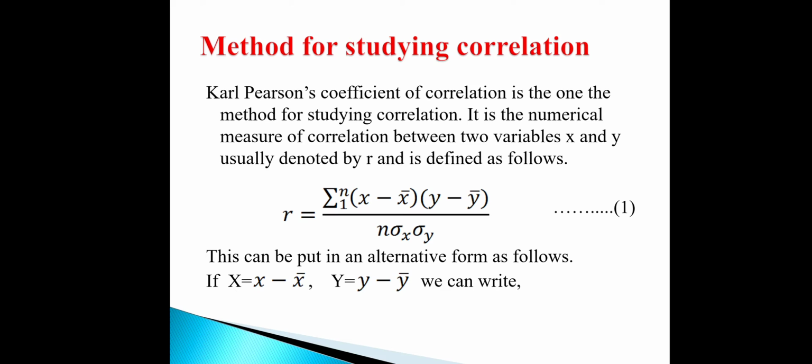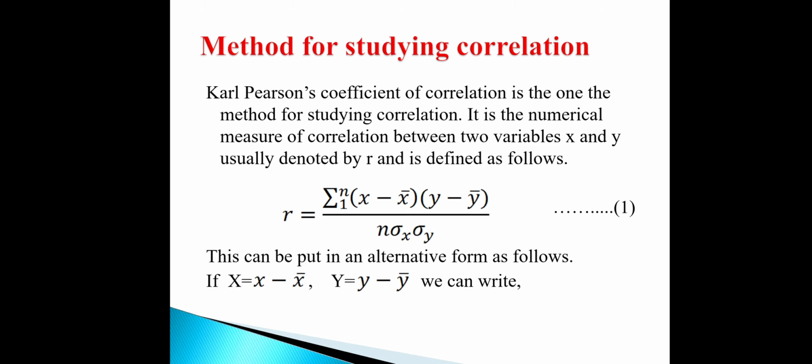Next comes the method to study correlation. Karl Pearson's coefficient of correlation is one of the methods for studying correlation. It is the numerical measure of correlation between two variables x and y, usually denoted by r, and is defined as follows: r equals summation over i equals 1 to n of (x minus x bar) into (y minus y bar), whole divided by n into sigma x into sigma y. x bar and y bar are means, n is the total number of data terms, and sigma x and sigma y are standard deviations with respect to x and y.